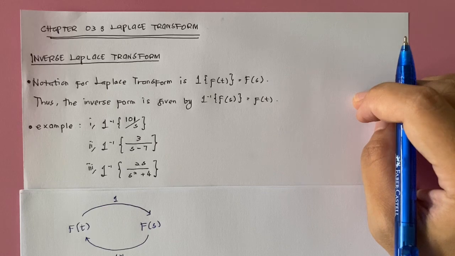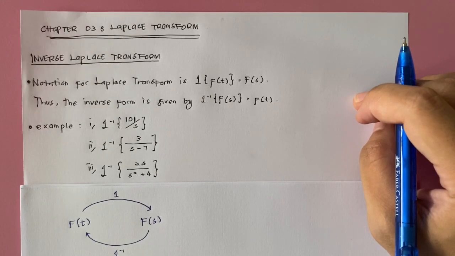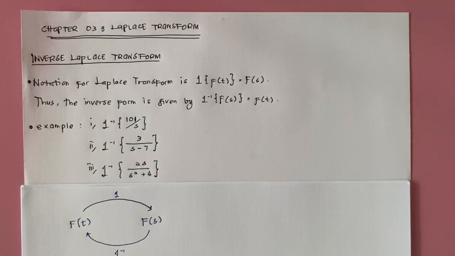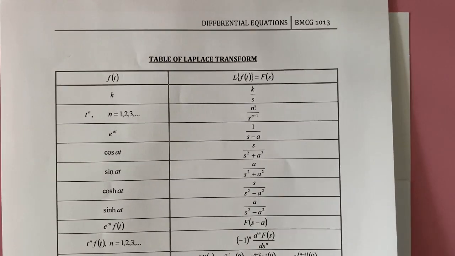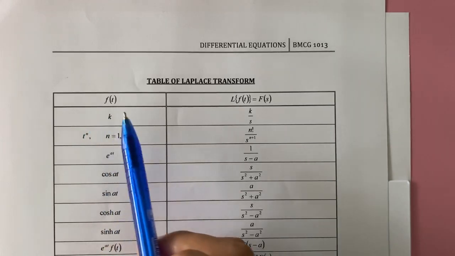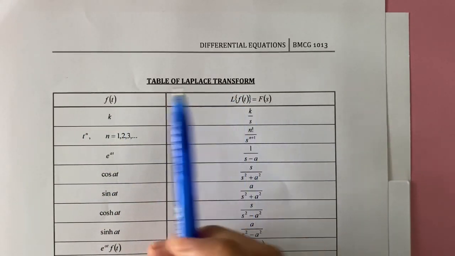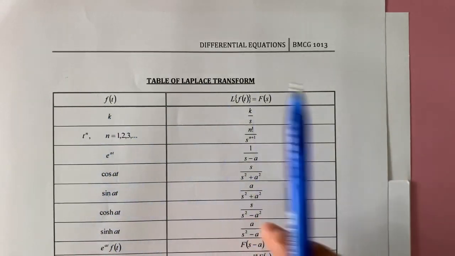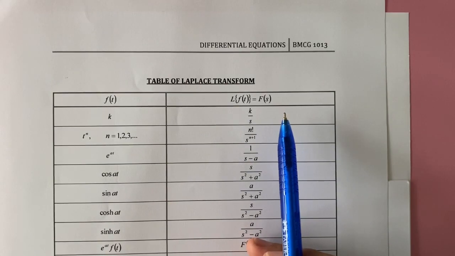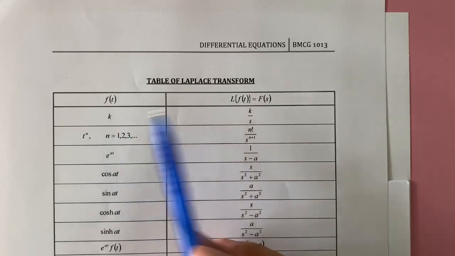For the first example, try to find the inverse Laplace of 101 over s. We will refer to the same table, which is the Laplace table. Before this, you refer to the table from the left hand side to the right hand side. You have the f(t), and then you refer to what is the F(s) for the f(t). Now you do the reverse order. I mean, from the F(s), find what is the f(t) for the F(s).